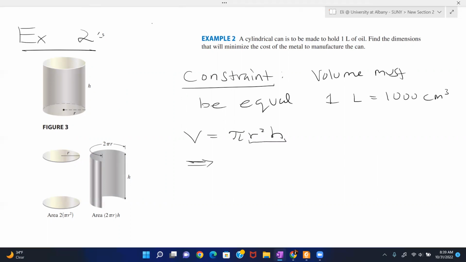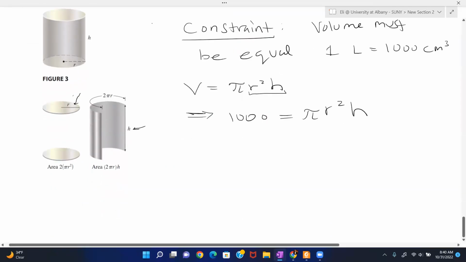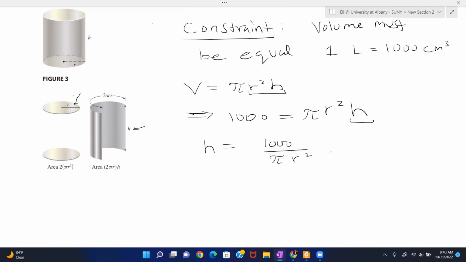So that puts a constraint on r and h. The radius of the cylinder, like the top piece, the disc on the top, and the bottom, of course, and it puts a constraint on the height. So we have this radius and height, and they're constrained to satisfy this equation. So this is our constraint. We're going to want to completely eliminate h, so we can say h is equal to 1,000 over pi r squared.